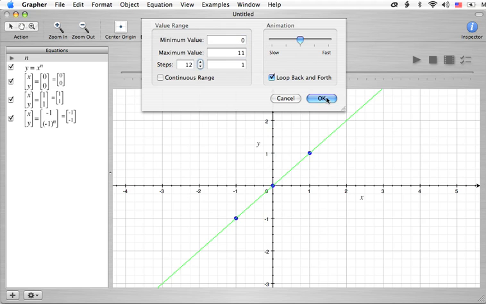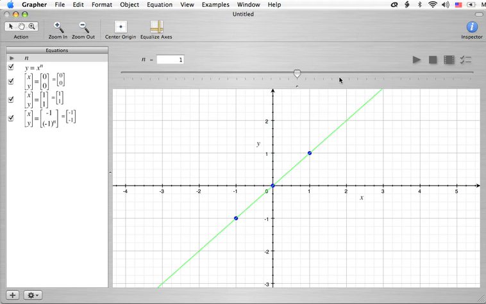So I'm actually going to slow this one down a little bit. I don't know if that's going to be slow enough, but we may come back and adjust that. I'm just going to play this, and I just want you to take a look and notice what's happening to the green line and what's happening to the points. Take a little gander.